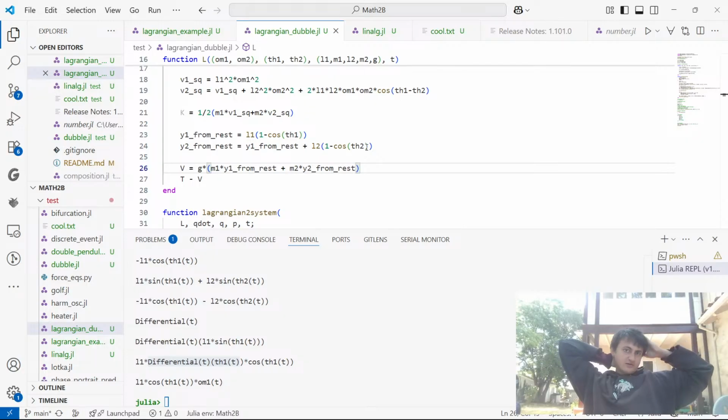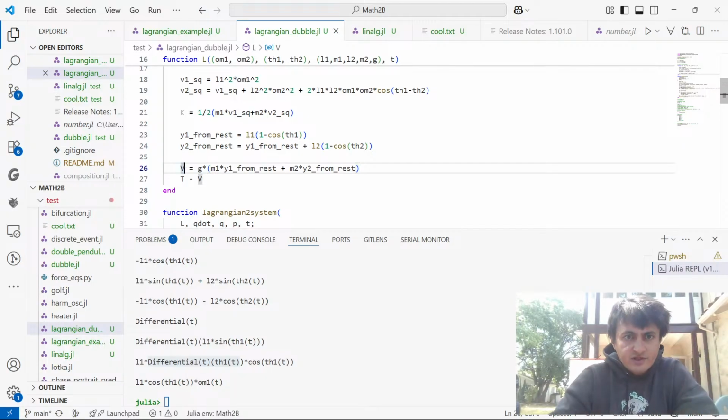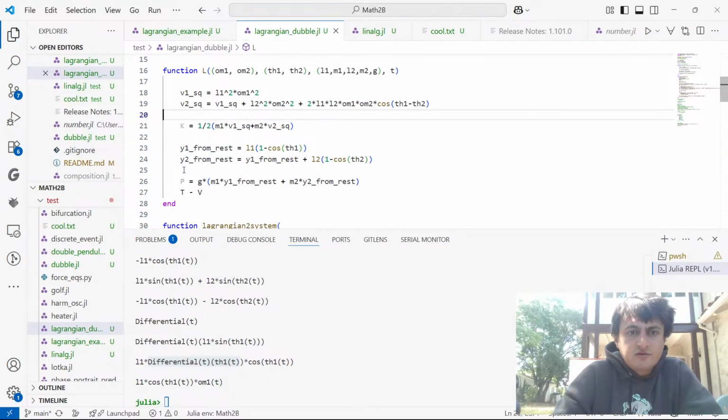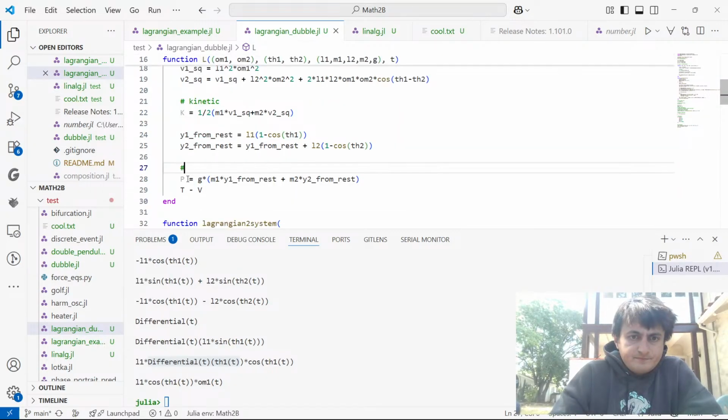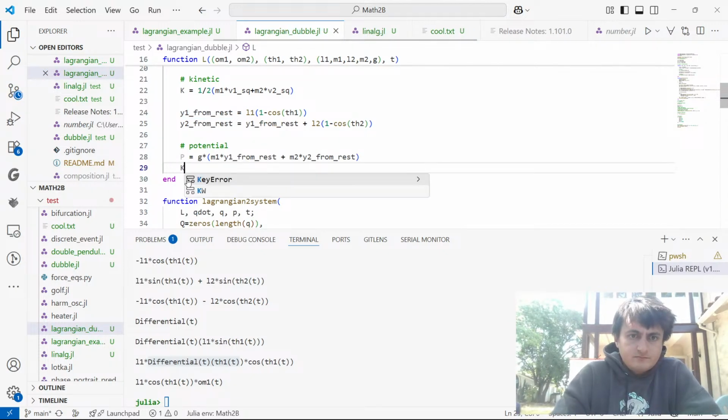Now, I don't know, is there a sign issue, maybe? And obviously, because we're not insane, we got the P for potential. Oh yeah, kinetic, potential, K minus P.